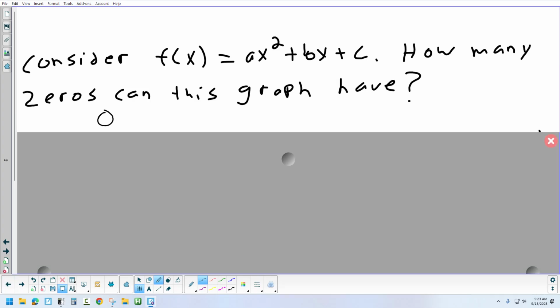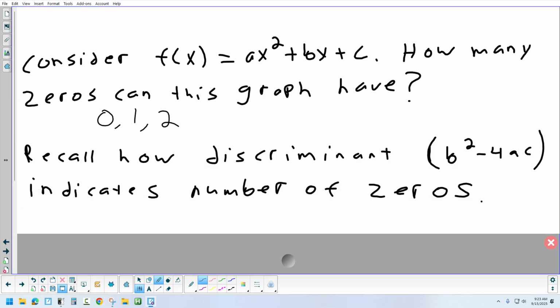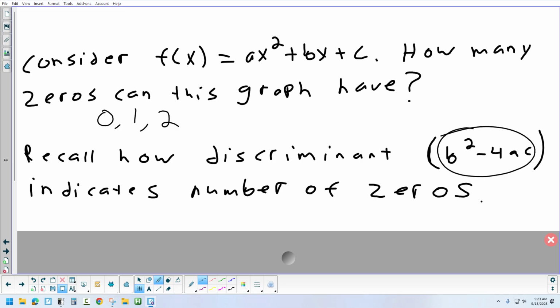Okay, so the answer here is 0, 1, or 2. Now, we have a quick way to figure out how many times it crosses. Does anybody remember if you do this calculation, there are 3 different results that can happen? Does anybody remember how b squared minus 4ac tells you which one of those 3 cases you have? We talked about this at the very end of the lesson. I think it's when we were completing the square, that lesson.